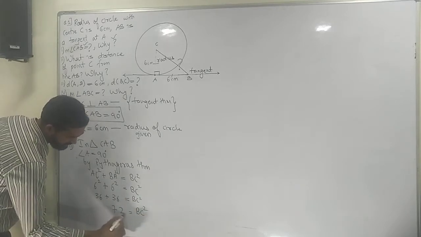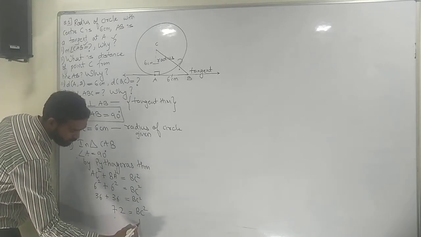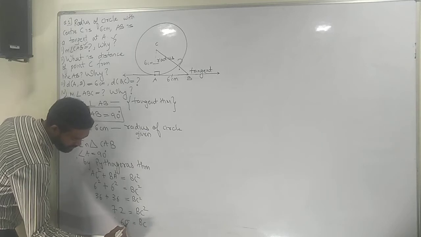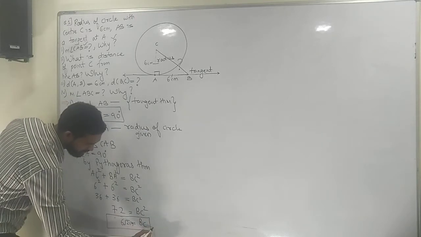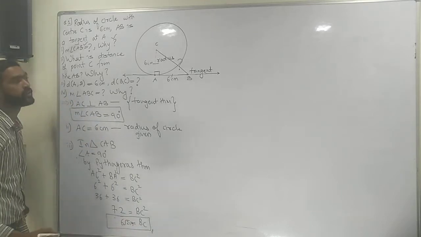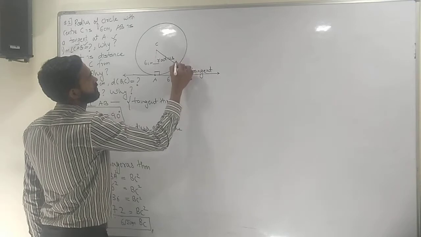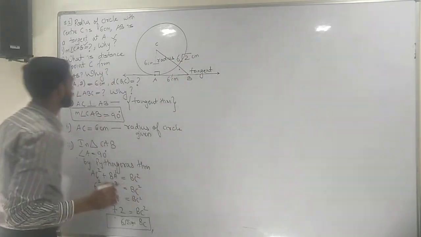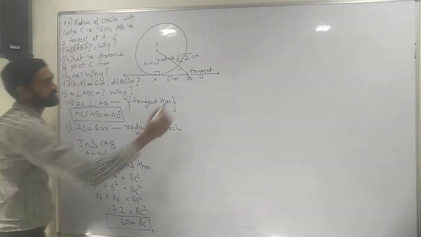This will give me 72. Therefore, taking the square root, 72 will give me what? 6 root 2 centimeter. Clear all? So we got this as 6 root 2 centimeter. This was my third solution. 1, 2, 3, we are done. Right?